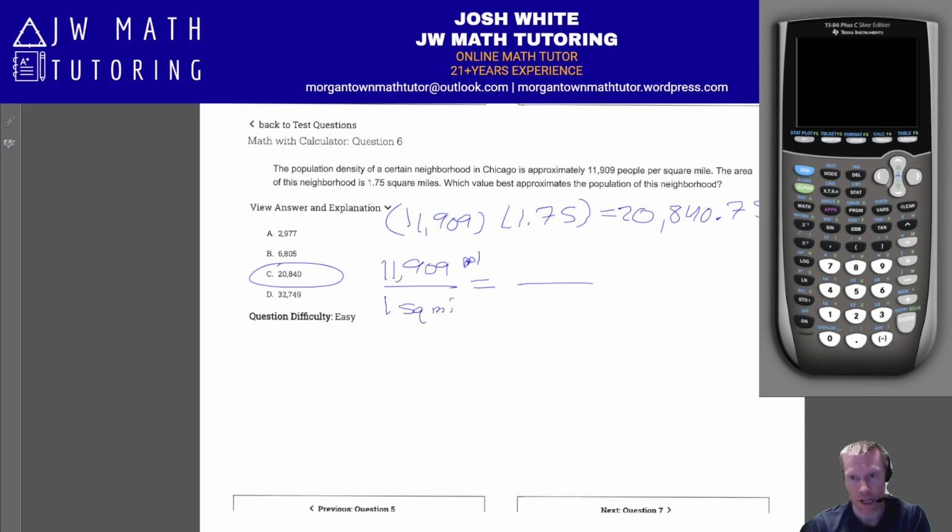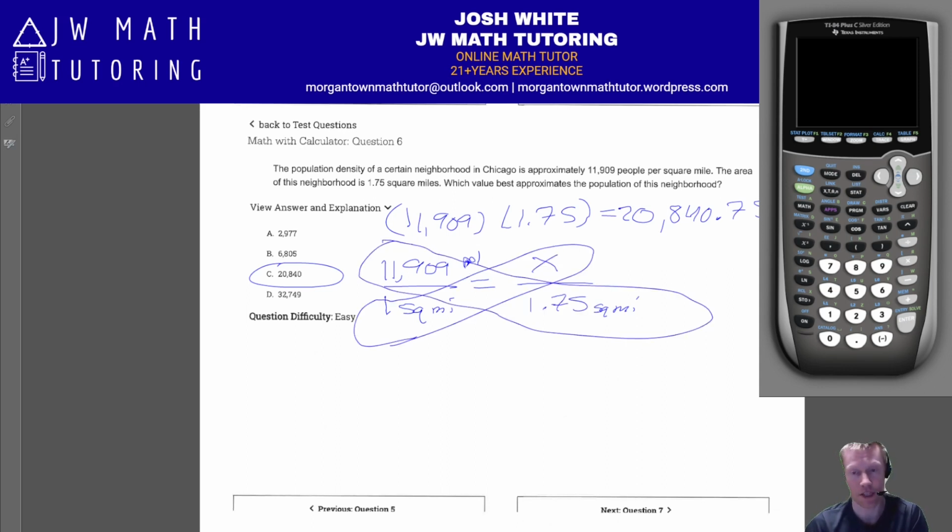Now, on the right side, how many people are we going to have? Well, that's x, because that's what we're trying to figure out. So again, I match people on the top across left and right. And on the bottom now, I put the 1.75 square miles. Then you could just cross multiply these, and you do exactly what I did initially. You multiply 11,909 times 1.75, and that's equal to x, which is the 20,840.75. So the correct answer again is letter C.